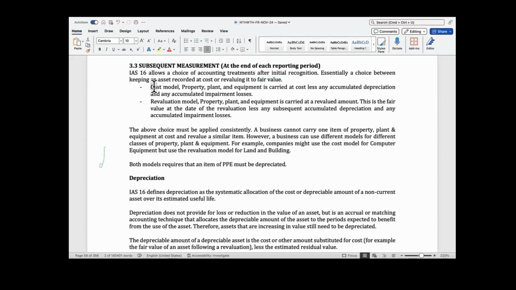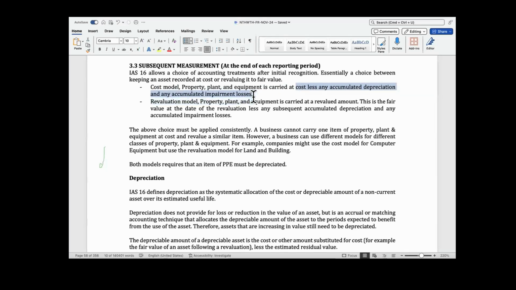For the cost, we call it the cost model. For the fair value, we call it the revaluation model. So when I say cost model, for the fact that it's a model, that means we are probably talking about a formula or an expression. Then we are saying that PPE is carried at cost less accumulated depreciation, less accumulated impairment losses.